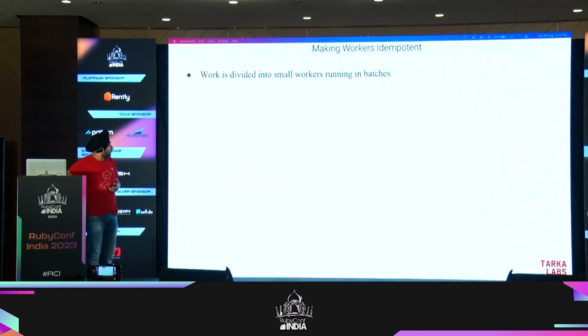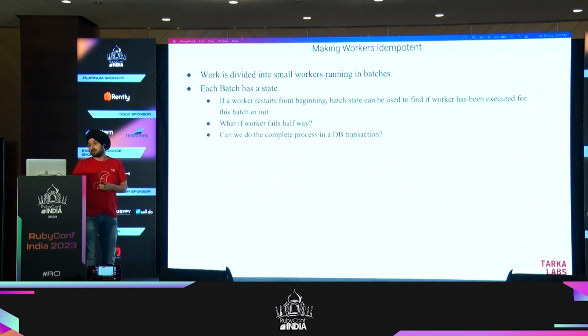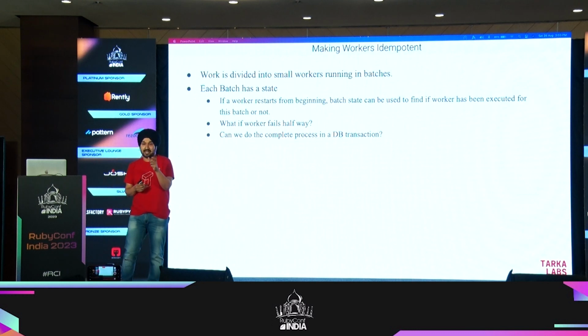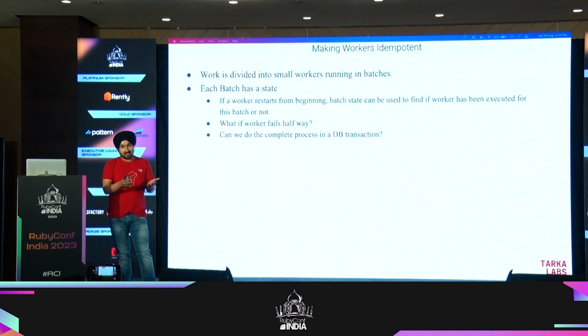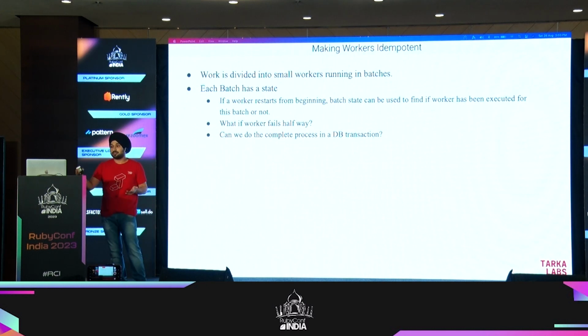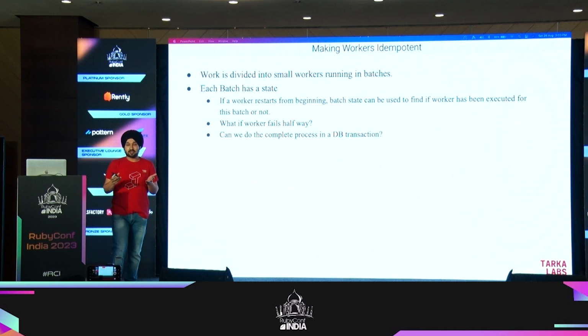We divided work to run in batches. Then each batch had a state, right? So if anything goes wrong before even starting a batch, we would look at that state and say, okay, has this worker run or not? In case it's not run, we'll run it again. In case it's already run, we'll move over to the next worker. But then what if the worker fails halfway?